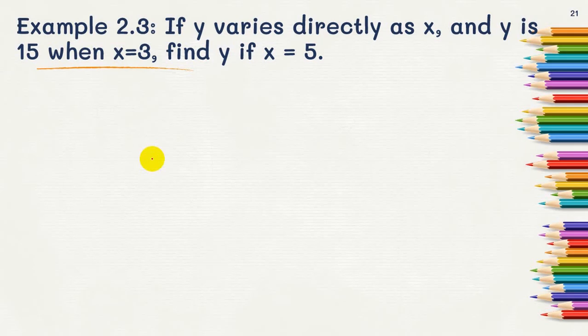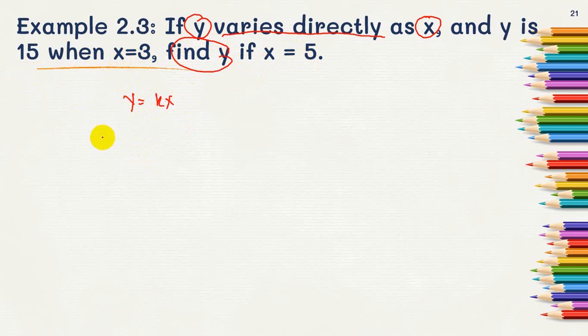Next, if y varies directly as x and y is 15 when x is 3, find y if x is 5. This is direct variation because of the statement "varies directly as", and we have two quantities, y and x. First, we write the variation equation, which is y equals k times x. In this manner, we are looking for the value of y using three values: the first value of y, which is 15, the first value of x, which is 3, and the second value of x, which is 5.